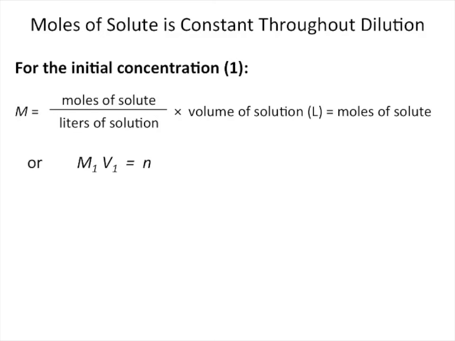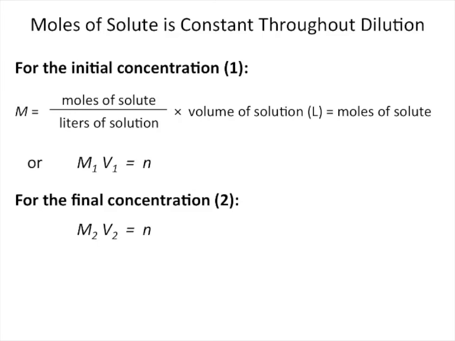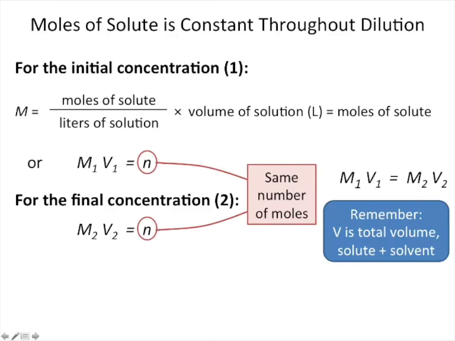Now, after you dilute something, if you take the molarity and multiply it by the volume, it will still equal the number of moles, because this is true all the time. And before and after a dilution, you have the same number of moles of solute. So this n is the same for both cases, so you can set these equal to each other and say that M1V1 equals M2V2. So what this says is that the molarity and the volume before the dilution is equal to the molarity and the volume after the dilution. Again here, V is the total volume, solute plus solvent, plus any water you added to it during the dilution.